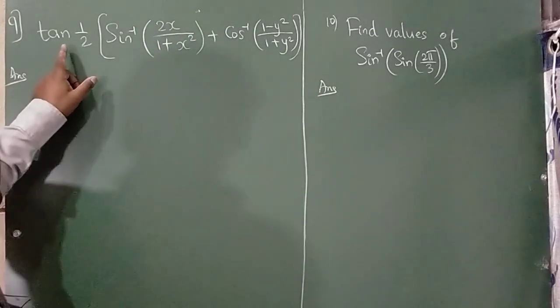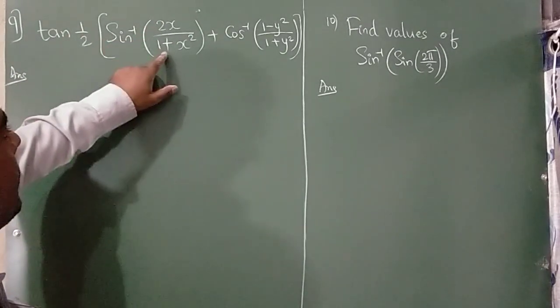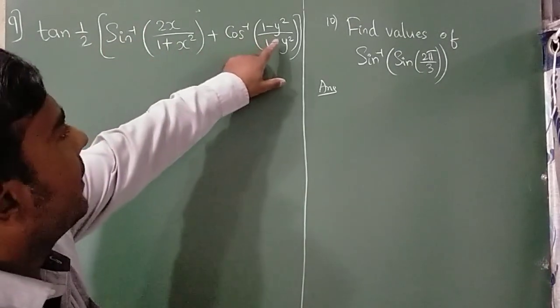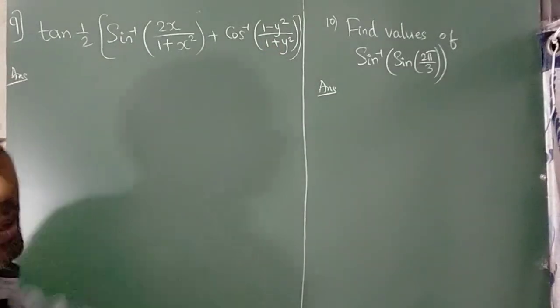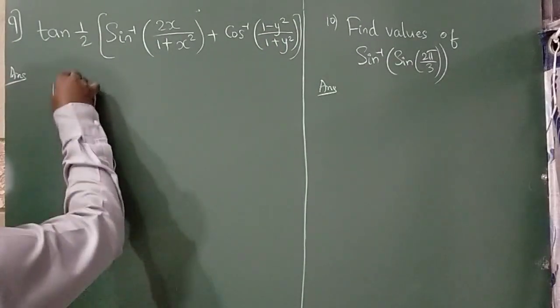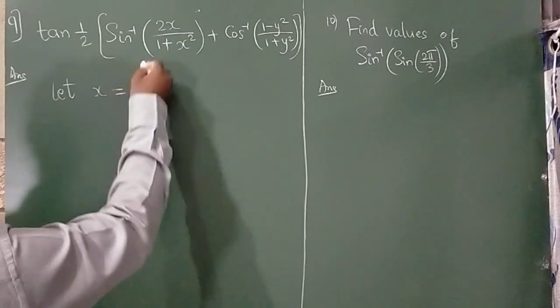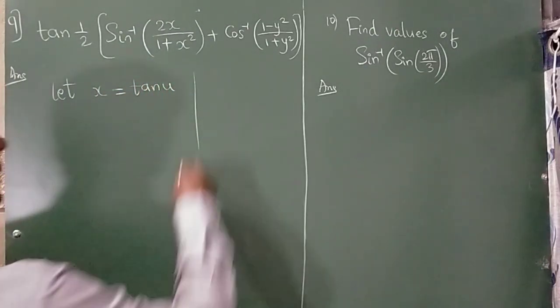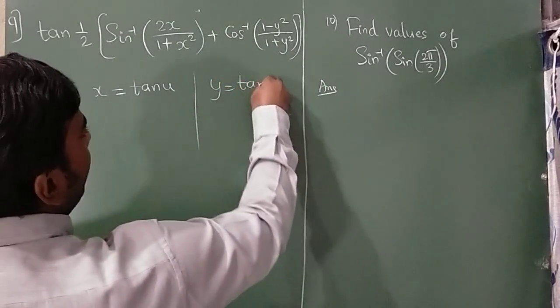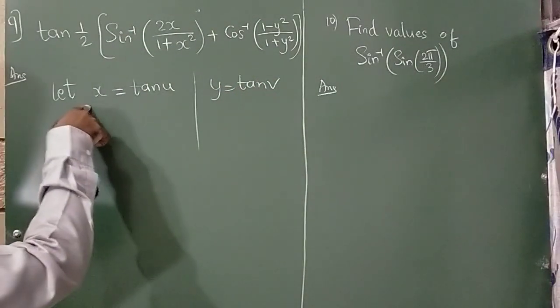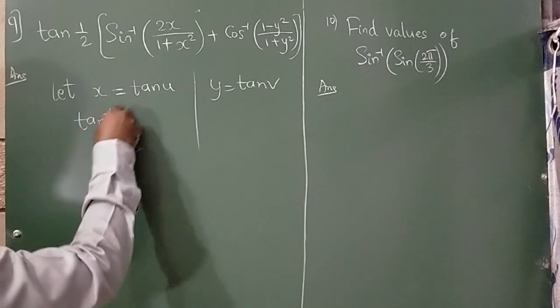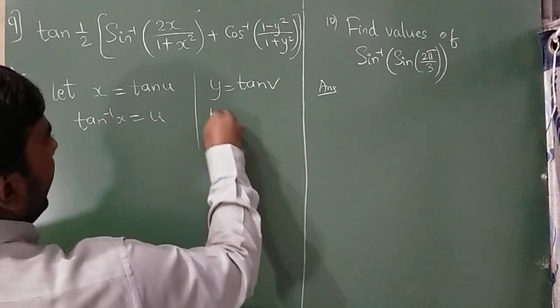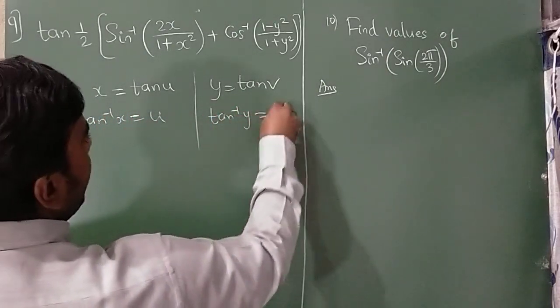9th question. Tan of 1 upon 2 into (sine inverse of 2x upon 1 plus x square plus cos inverse of 1 minus y square divided by 1 plus y square). To solve this, let x is equal to tan u. You need to consider this. Now y is equal to tan v. So if you take it on the left hand side, it will become tan inverse of x is equal to u and tan inverse of y is equal to v.